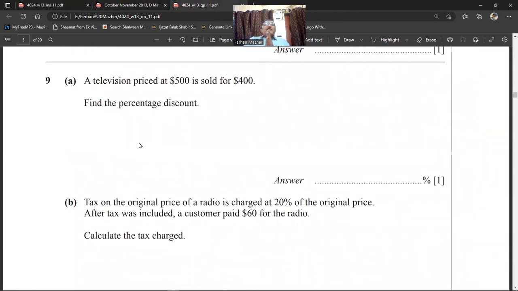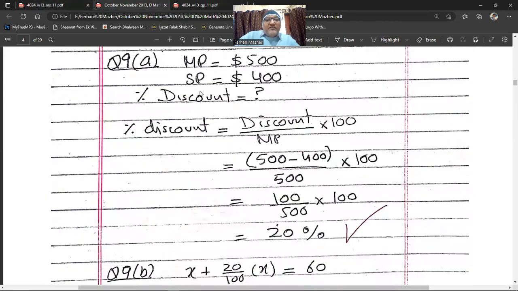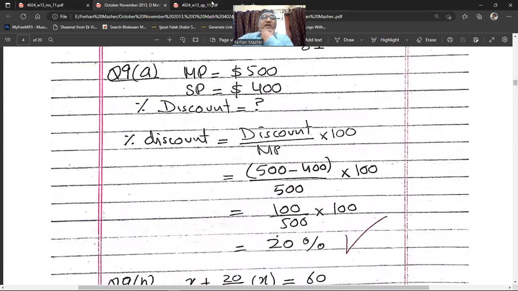Question number 9, a television priced at $500 is sold for $400. Find the percentage discount. So the mark price is $500, the sale price is $400. So how much discount have they given? That is the mark price minus the sale price. That will be 500 minus 400, that is $100. So that's the discount. But their question is, what is the percentage discount? The formula for the percentage discount is discount divided by the mark price multiply 100. So very simple, straightforward question.